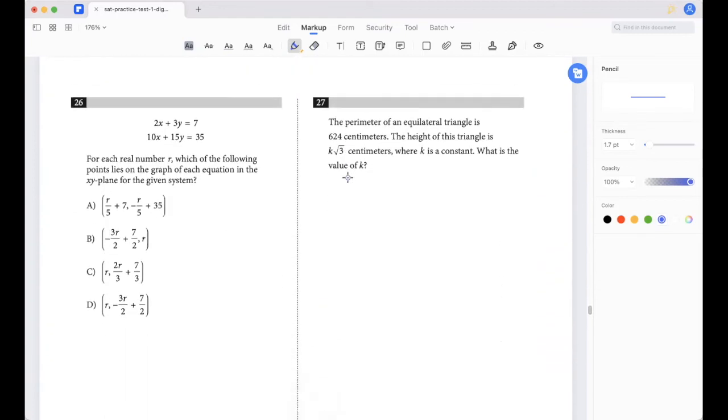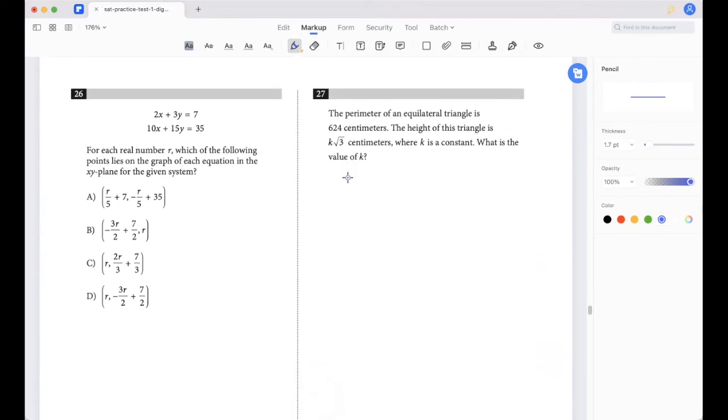For each real number R, which of the following points lies on the graph of each equation in the xy plane for the given system? Okay. Graph for each equation in the xy plane. Okay. For the given system. Okay. So it should be true for both, right? So let me just write that. 2R plus, wait. Let's just solve it once. Let's just see what x and y come to.